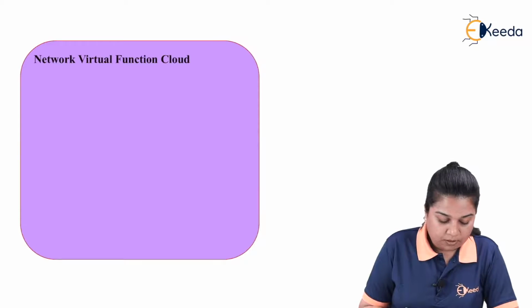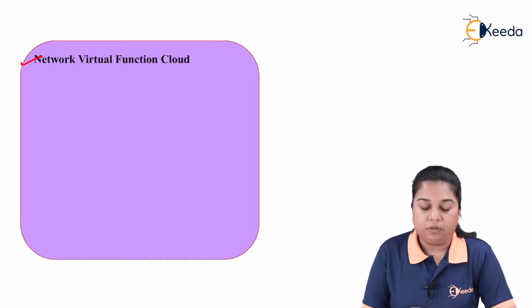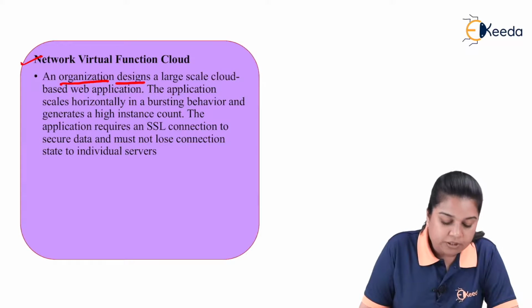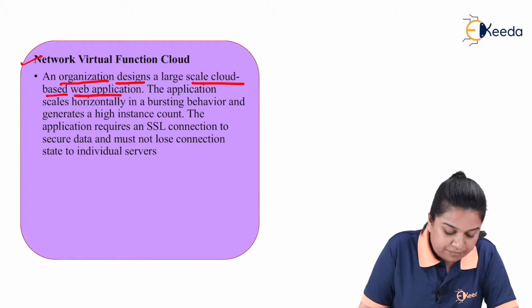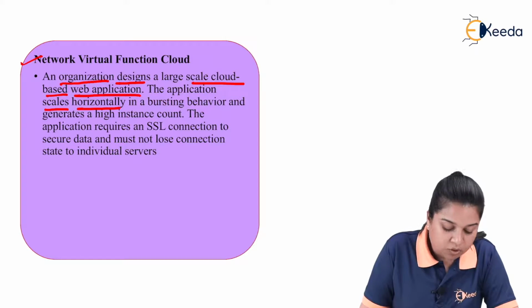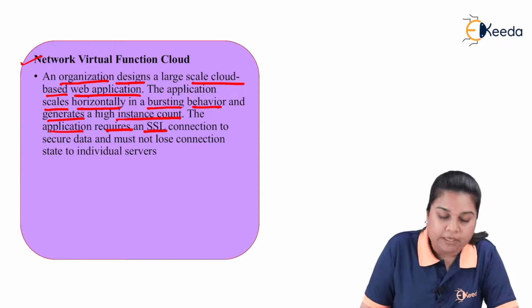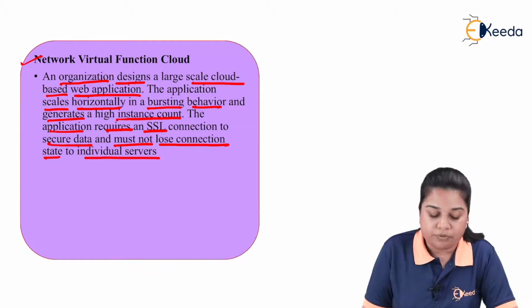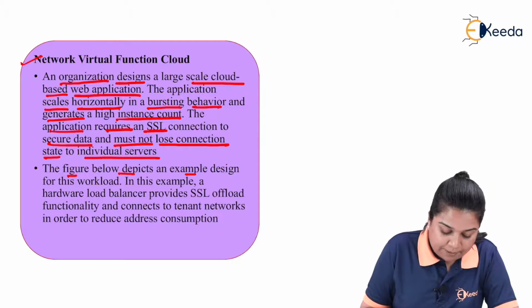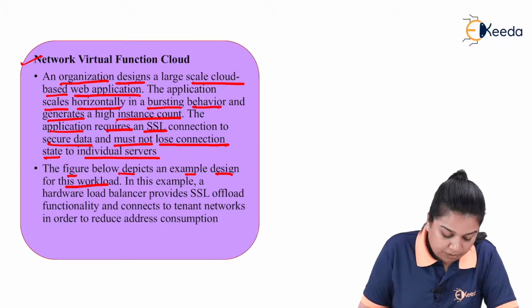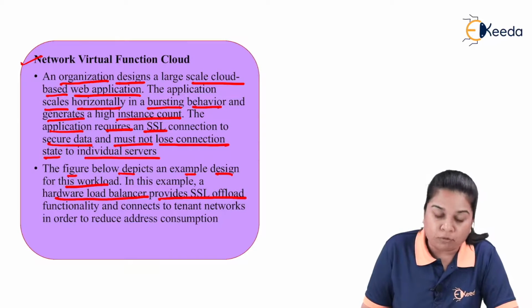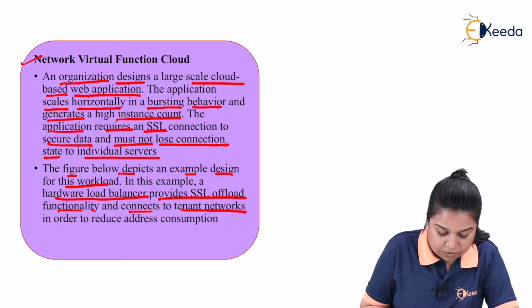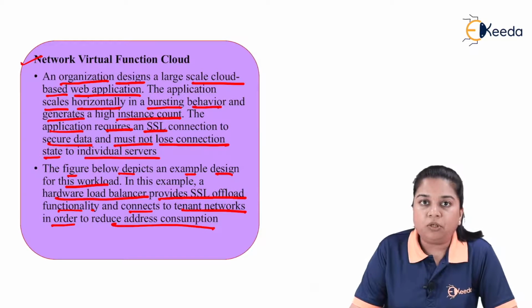Now, network virtual function cloud. An organization designs a large-scale cloud-based web application. The application scales horizontally in a bursting behavior and generates a high instance count. The application requires an SSL connection to secure data and must not lose connection state to individual servers. The figure below depicts an example design for this workload. In this example, a hardware load balancer provides SSL offload functionality and connects to tenant networks in order to reduce the address consumption there.